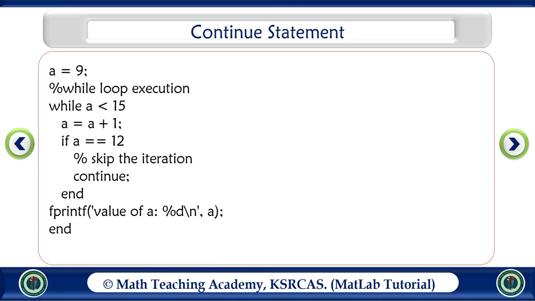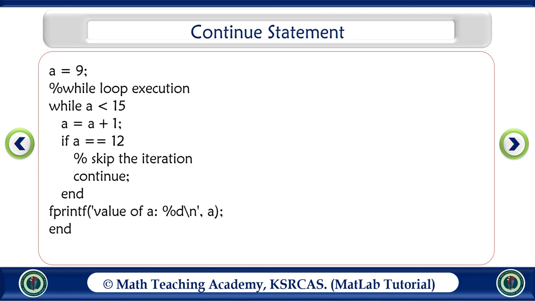When this end is executed, again the control will transfer to the while command, a < 15. Now the value of a is 11, so 11 less than 15 is true. That is why a = a + 1 is executed. So a = 11 + 1 will become 12, so the value of a is 12 now. And then the next command is if a == 12. So 12 equal to 12 is true, that is why the control will transfer to the continue statement.